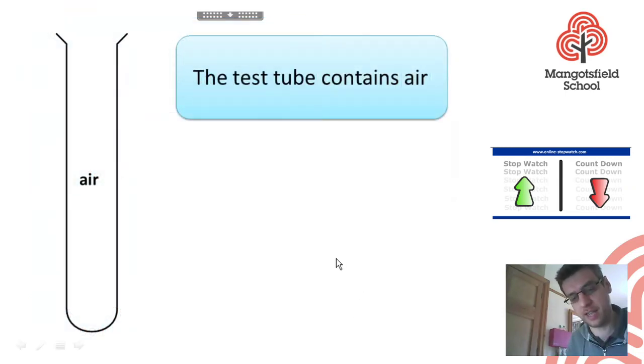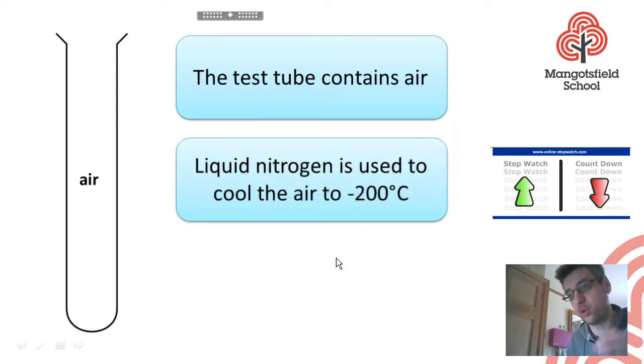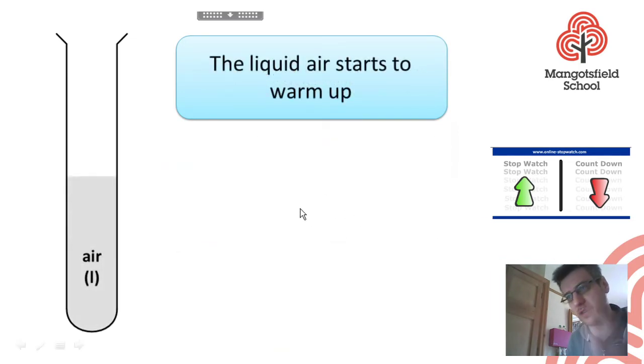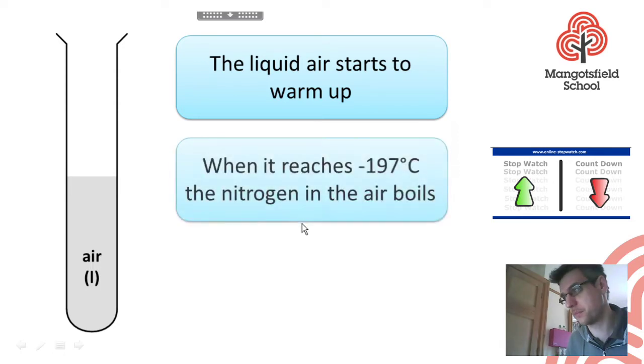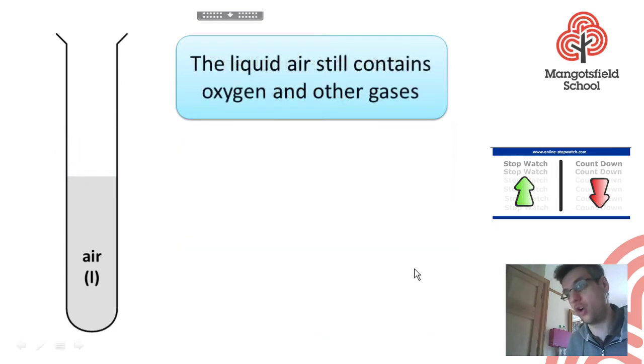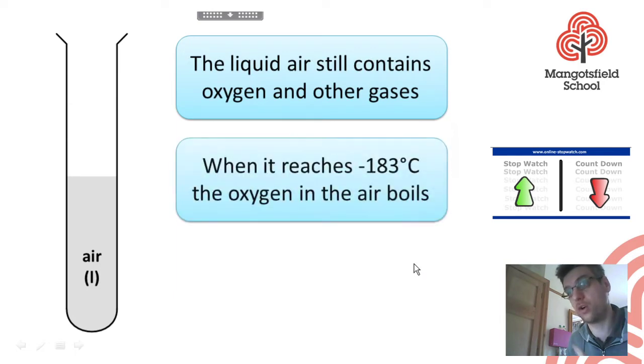The test tube contains air. So they cool it down to minus 200. The air turns to liquid. So the air condenses to make liquid at minus 200. They allow the liquid air to warm back up again. Now when it gets from minus 200 to minus 197, so even though it just warms slightly, the nitrogen boils and turns back to gas. So nitrogen is produced first. Then, when it gets a little bit warmer again, oxygen will turn to gas, and then oxygen can be collected at about minus 180 degrees.